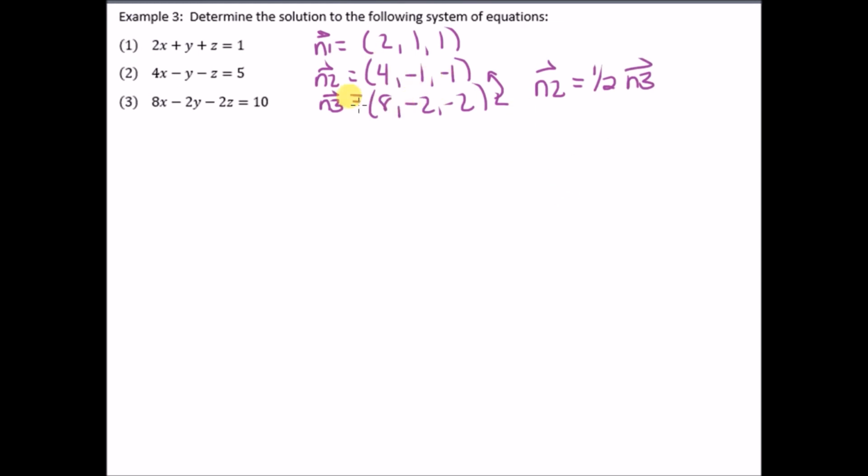So when we have a situation like this, we know that n2 and n3 are at least parallel. So if they're parallel, we could potentially stop right there because they're never going to touch. However, we need to know whether or not they actually lie on top of one another, so if they're coincident. So what we have to do is test the d values. d2 is definitely 1/2 of d3. So the d values are the same. That means these two equations are the same.